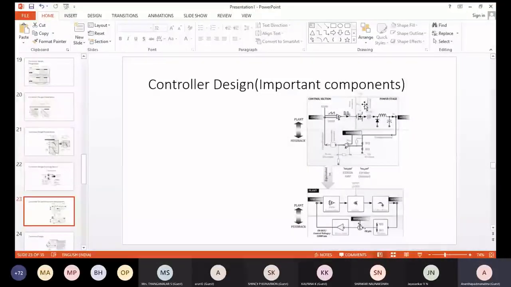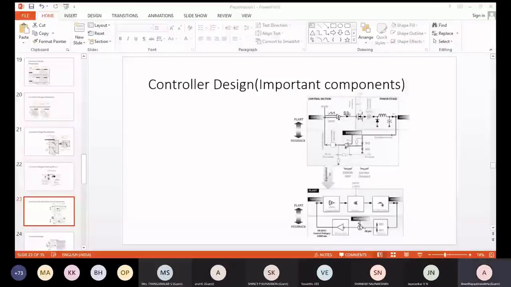Whatever you want, in control terminology you can say it is a plant, or in power converter terminology you can say power stage. The terminologies can be different. So this is the power stage, a part of it. And a part of the output we are taking and trying to feed back through an operational amplifier.